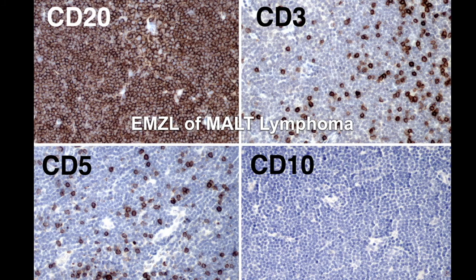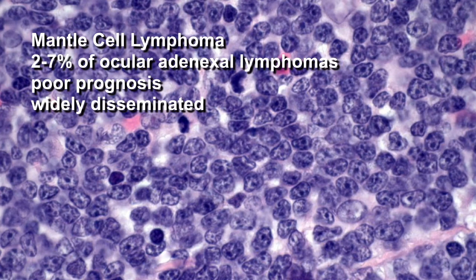Most of the small lymphocytes in a MALT lymphoma stain positively for CD20 and are negative for CD10. A small number of T cells that show similar staining with CD3 and CD5 are present. Mantle cell lymphoma comprises about 2 to 7% of ocular adnexal lymphomas. Mantle cell lymphoma has a poor prognosis and frequently is widely disseminated at presentation. The nuclei in this case are larger and mitotic figures are present.